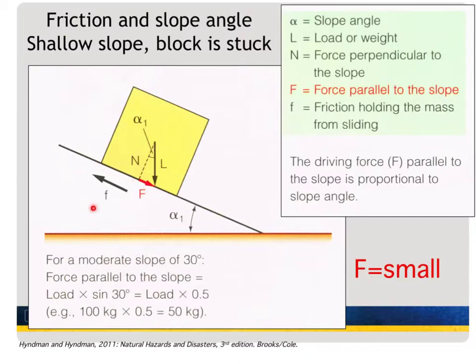The little f here, that force, that is the force of friction. That's actually frictional contact between this mass and the slope. And the force of friction, in this case, for a moderate slope angle of 30 degrees, holds the block in place. That means that the force of gravity parallel to the slope, this red F here and the small arrow, is not big enough to create a sliding force pushing the block downslope. So the block is stuck in place on this modest slope.